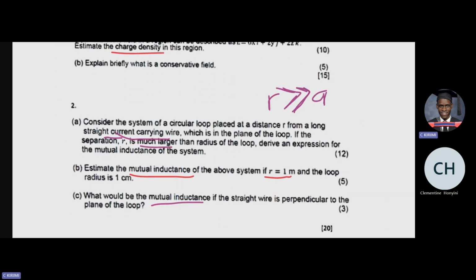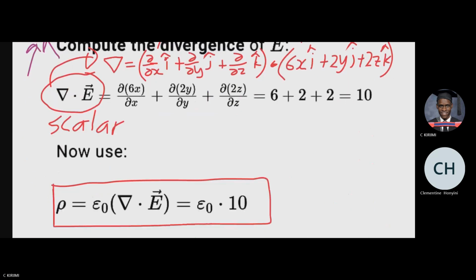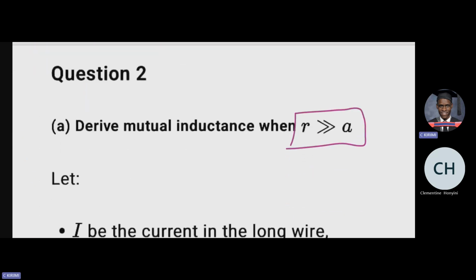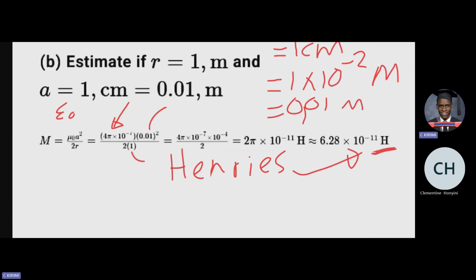The question: what would be the mutual inductance if the straight wire is perpendicular to the plane of the loop? So that's what we are doing. We want to calculate the mutual inductance if the straight wire is perpendicular, which means it's at 90 degrees to the plane of the loop. So let's go about it. We solve the last one, C.